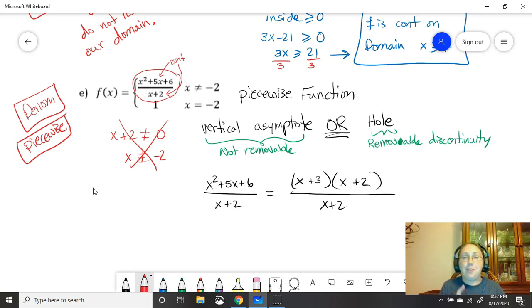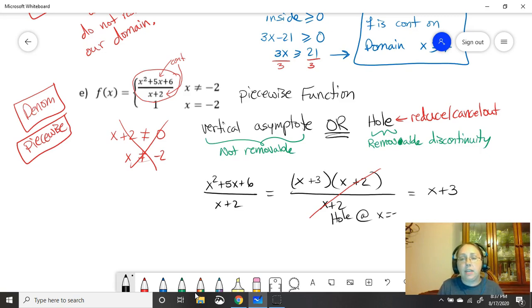All right, so here's how you determine if it's a vertical asymptote or a hole. A hole, you can reduce or cancel out. Can we cancel out the hole? The x plus 2 can cancel from top and bottom, and you're left with just x plus 3. Is that cool? So this is, in fact, a hole at x equals -2.